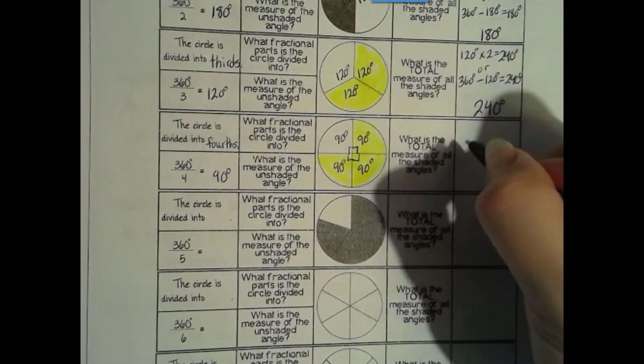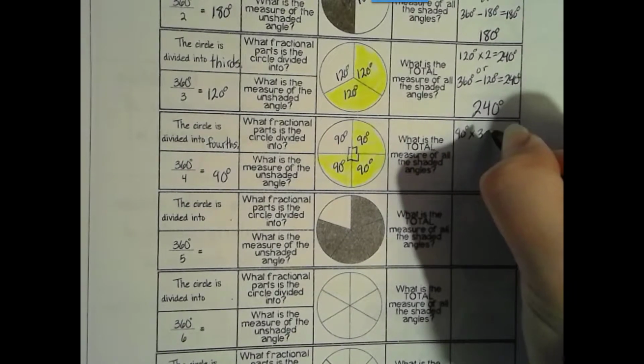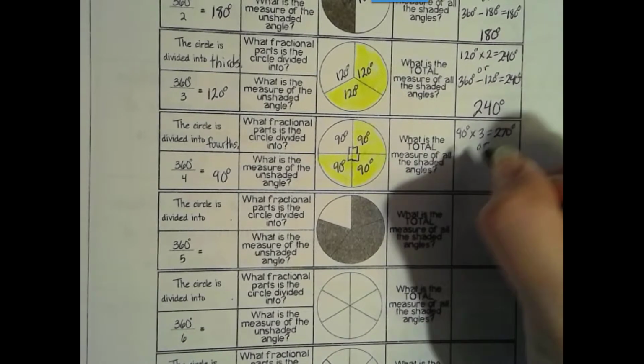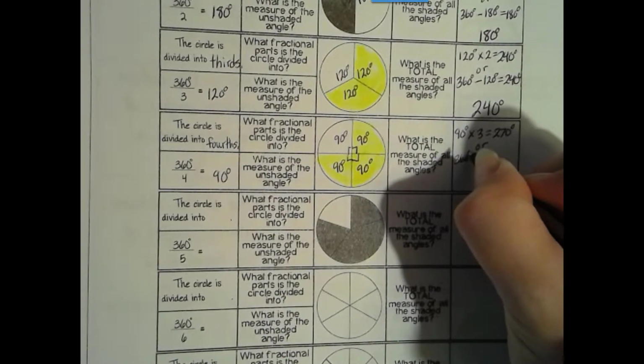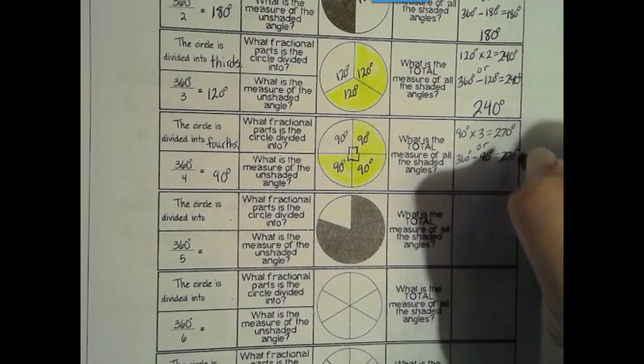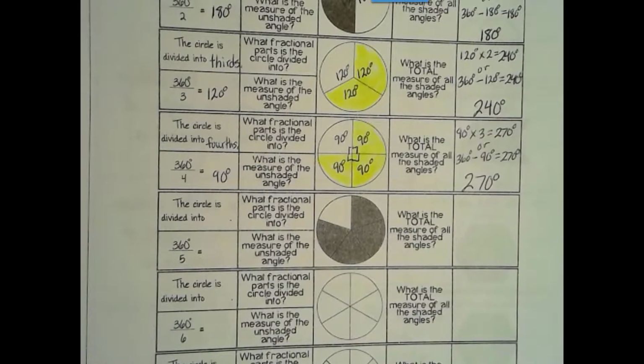We want to know the total of the shaded. Well, we have 90 degrees times 3 is 270 degrees. Or if we took 360 and subtracted 90 degrees, we would get 270 degrees. 270 degrees is what the rest of the circle is.